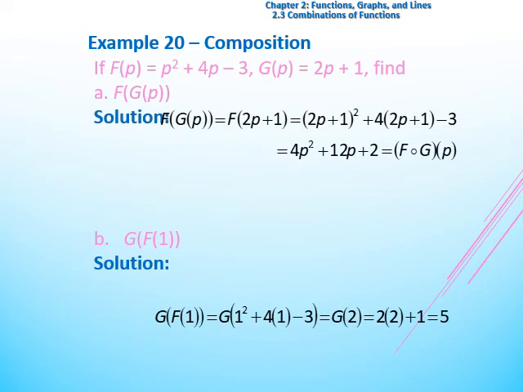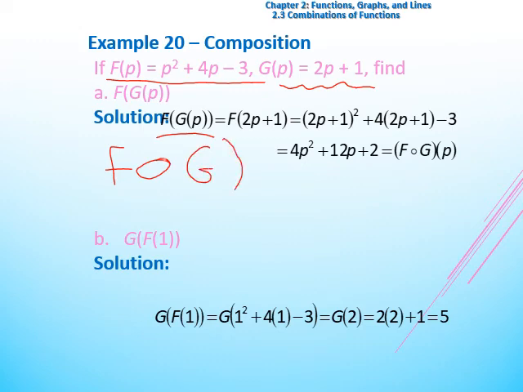Let's take an example. If you have f of p equal to p squared plus 4p minus 3 and g of p equal to 2p plus 1. Now find f of g of p, or what is meant by f circle g of p. Now we first get g of p. Begin here from the inside. Substitute the inside value by its function. So we get f of 2p plus 1.